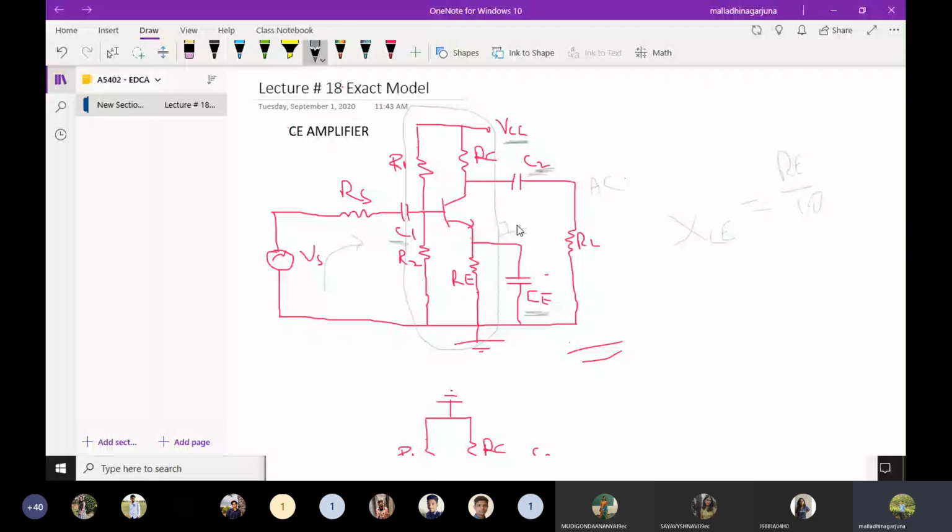Another is a 100 ohms resistance path. By default, the current will choose the lowest resistance path, as we know. So the IE current will not flow through that RE resistor, and it will definitely flow through the bypass capacitor. By doing this, we can eliminate the voltage drop across RE.